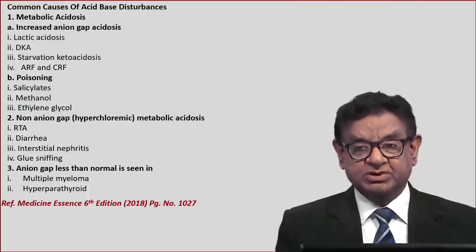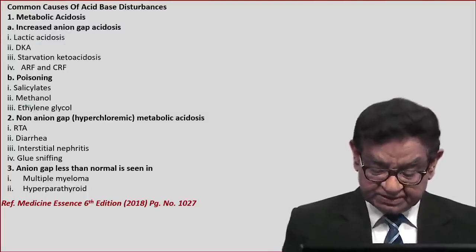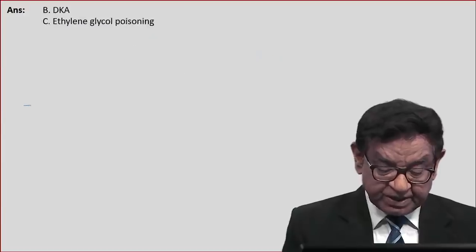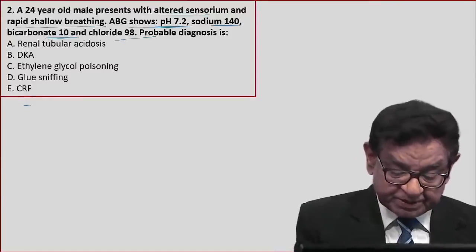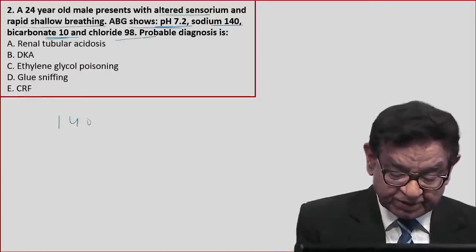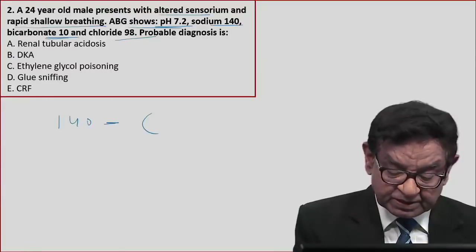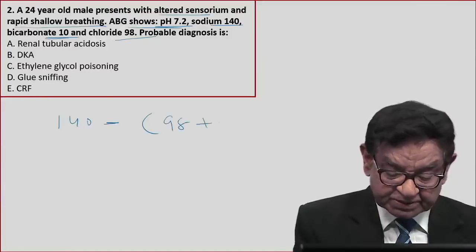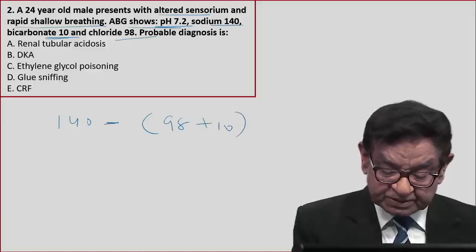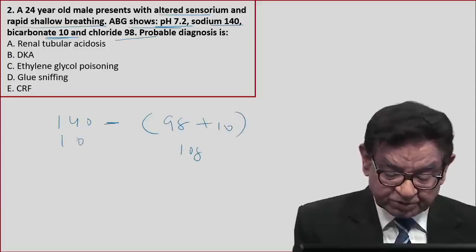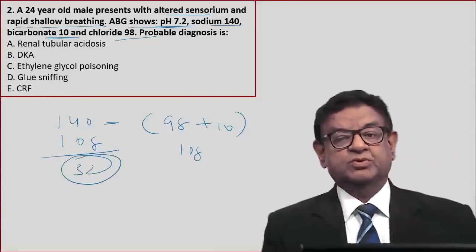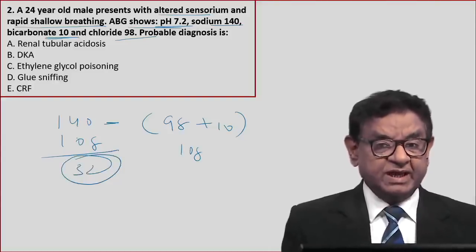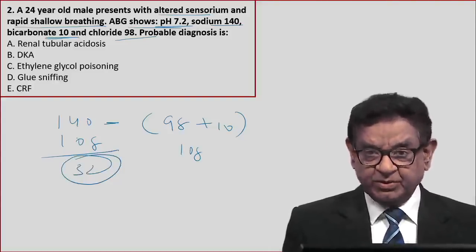What are the common causes of increased anion gap? Now if we calculate the anion gap in this patient, it is 140 minus 98 plus 10. This comes out to be 108. So the anion gap is 32. So we are getting an increased anion gap in our question.